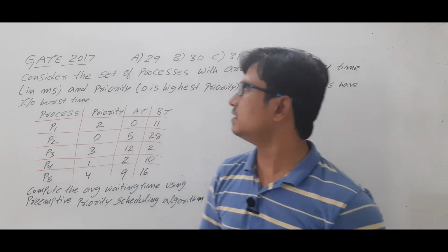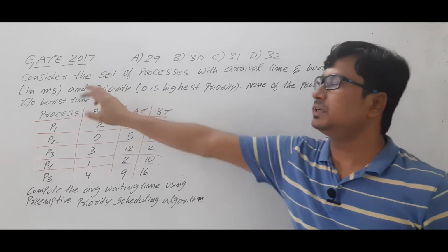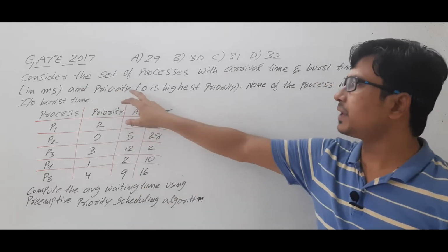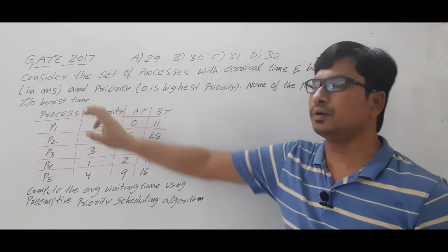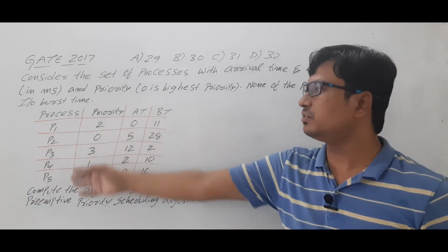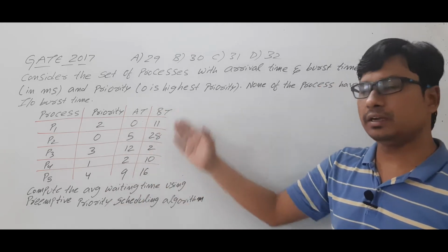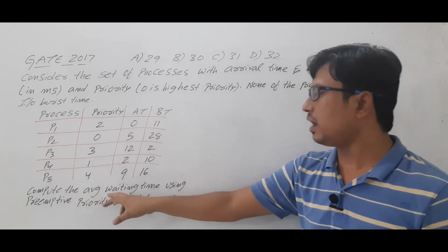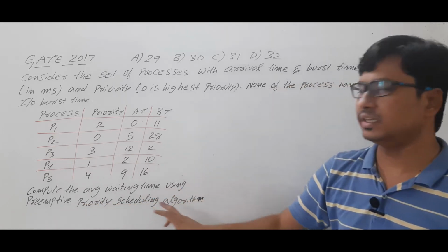Look at the question. Consider the set of processes with arrival time and burst time in milliseconds, and priority, where 0 is the highest priority. None of the processes have IO burst time. They have given 5 processes, their priorities, arrival times and burst times. Compute the average waiting time using the preemptive priority scheduling algorithm.